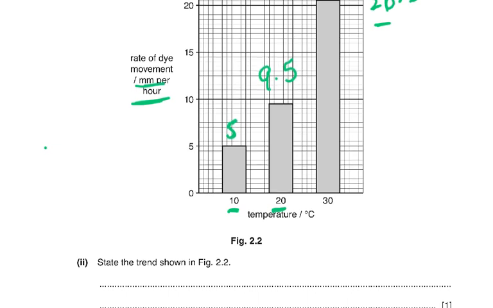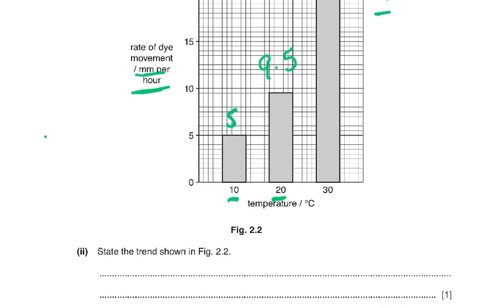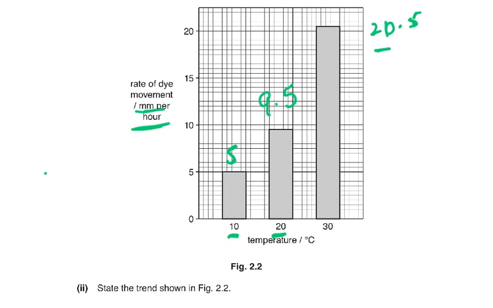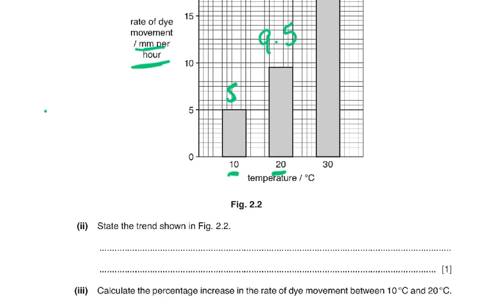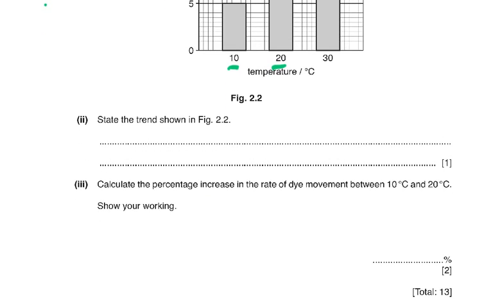Now it says state the trend shown in figure 2.2. What is the trend? As the temperature increases, the rate of dye movement increases. Simple. At 10 degrees, it was 5, 9.5, then 20.5. So the trend means, what is the general trend? Is it decreasing? Is it increasing? As temperature increases, it decreases or remains the same. Something like this.